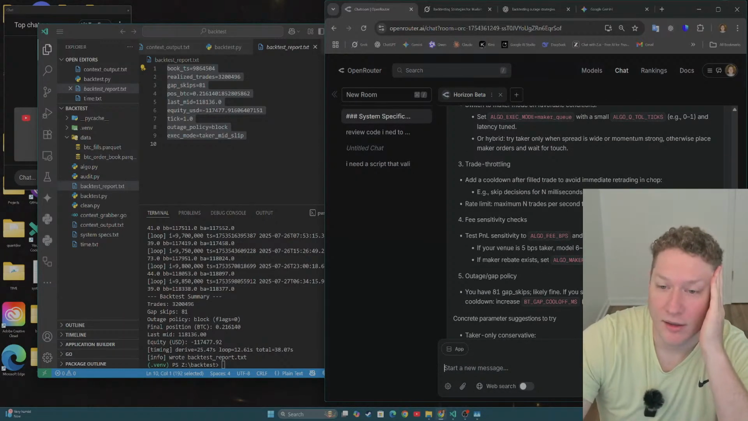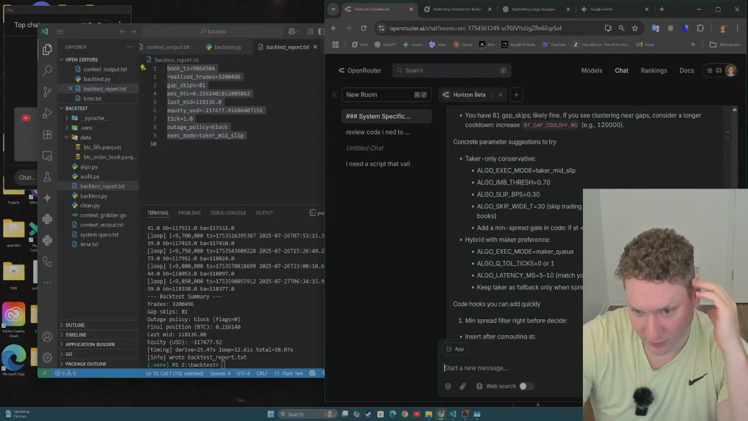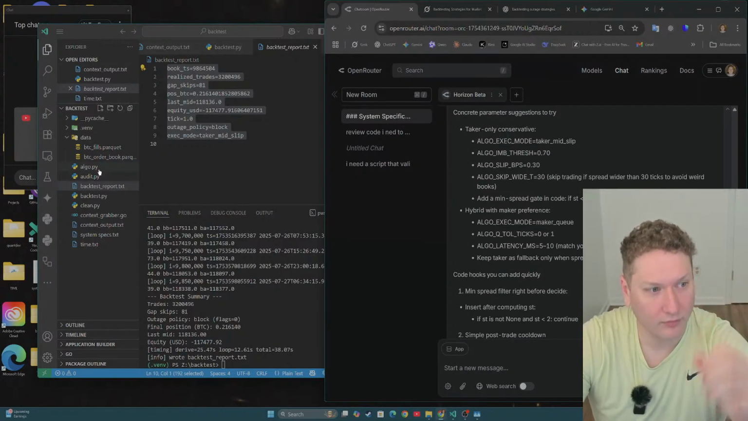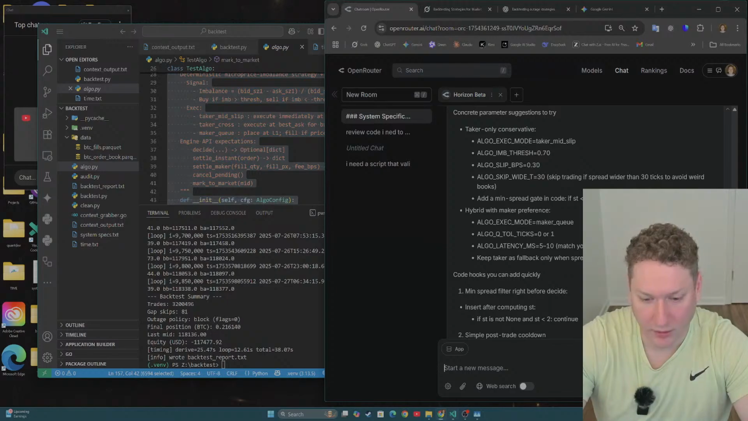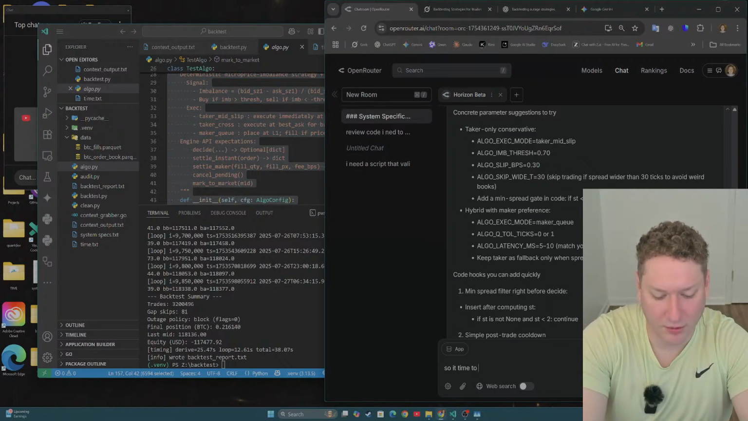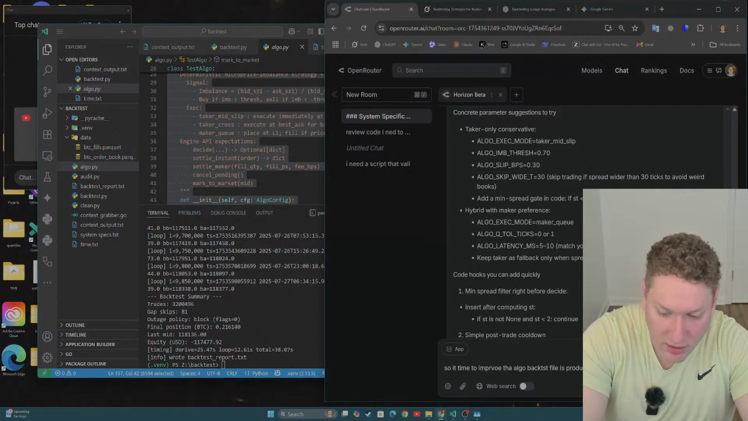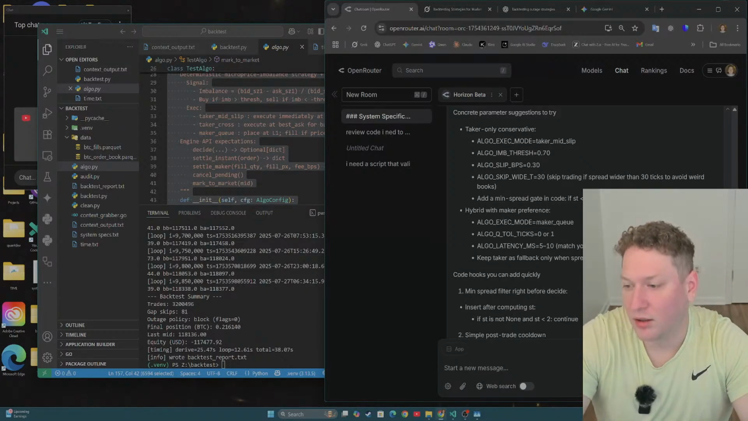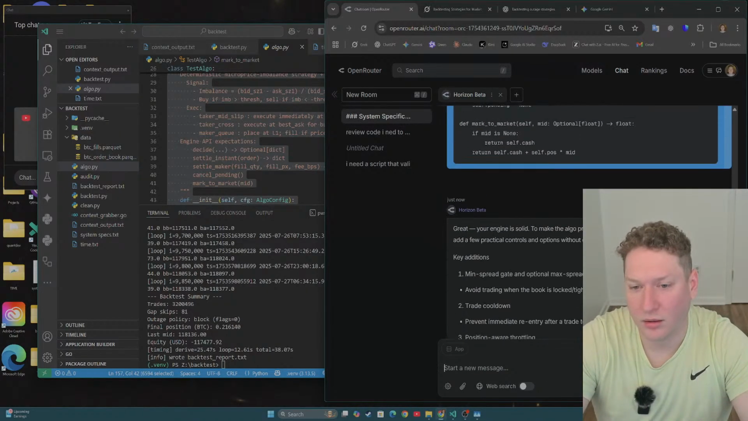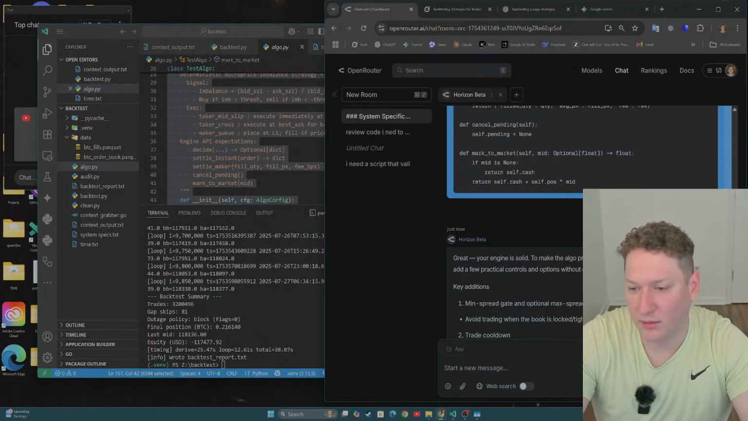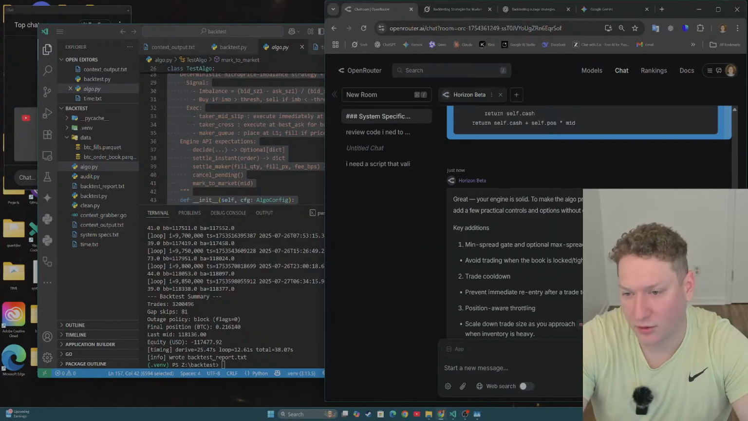Okay. Wow. Trade throttling. Yes, yes, yes. All right, so it's time to improve the algo. Backtest file is production ready. Great, your engine is solid. To make the algo production ready, improver must add a few practical controls.